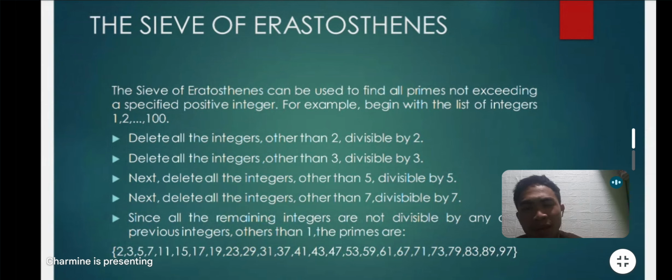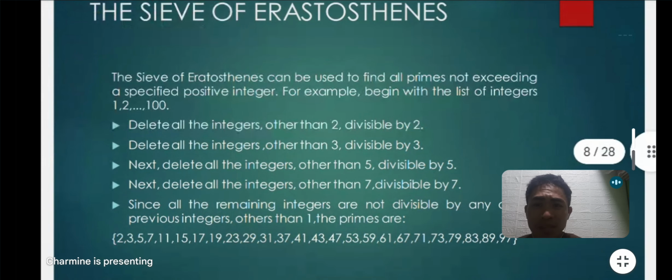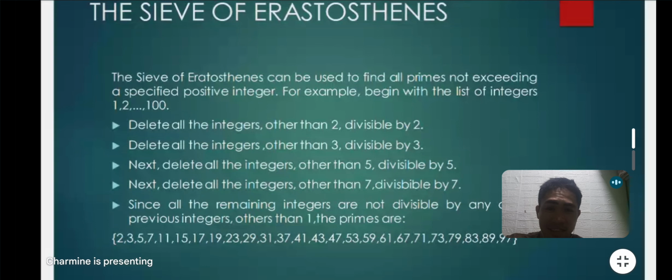Since all the remaining integers are not divisible by any previous integers other than 1, the primes are 2, 3, 5, 7, 11, 13, and so on, up to 97.